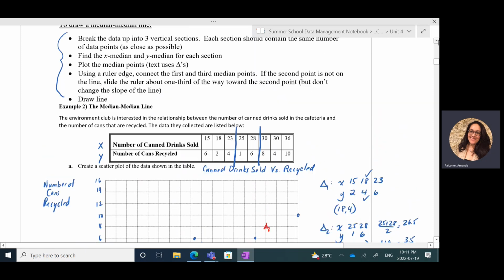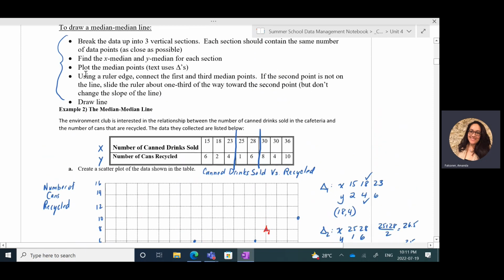Just going to scroll up to see our steps. We plotted the median points using the deltas. Using a ruler edge, we're going to connect the first and the third median points. If the second point is not on the line, we're going to slide the ruler about 1/3 of the way toward the second point, but we're not going to change the slope of the line.